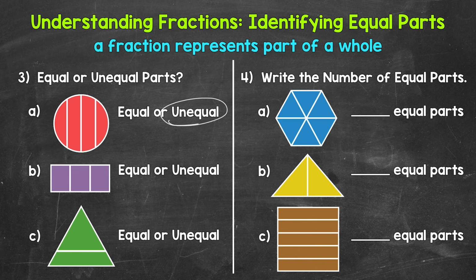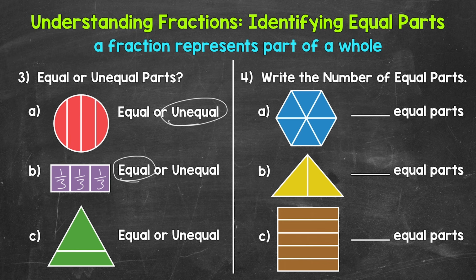Moving on to B, do we have equal or unequal parts? Well, we have three equal parts here. So these are equal. This is what we call thirds. Each part is 1/3 of the whole. So this is 1/3 of the whole. This is 1/3 of the whole. And this is 1/3 of the whole. And if we take all three of those 1/3s, that gives us the whole.